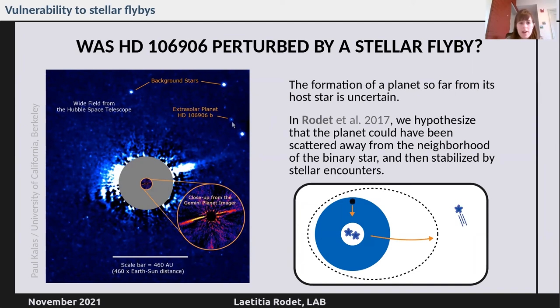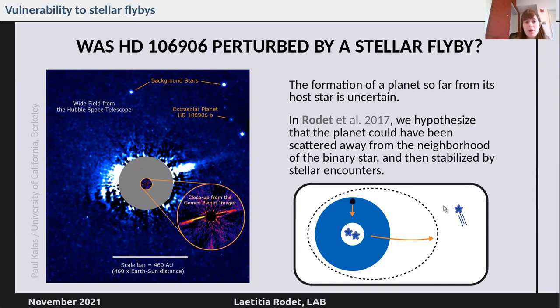So instead, we hypothesized during my PhD that the planet formed within the disk close to the binary star, and then it interacted with the binary star and got ejected on larger orbits. And then you need another body to stabilize the planet and prevent it from going back into the neighborhood of the binary star. And this perturbation can be given by a stellar flyby.